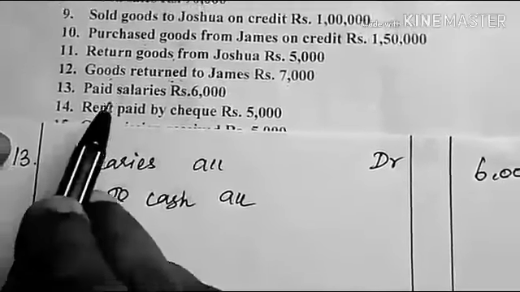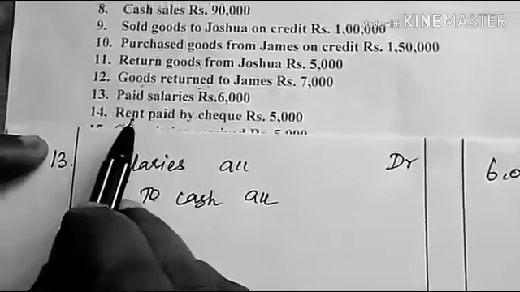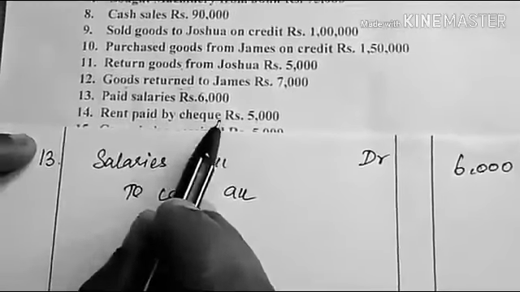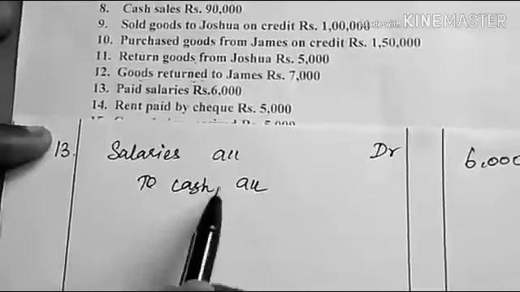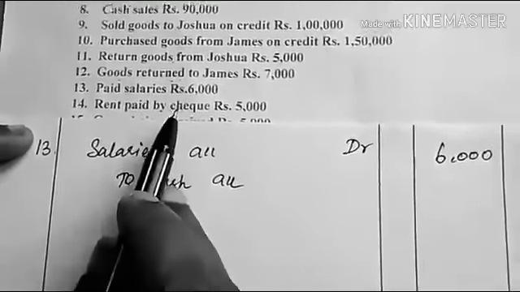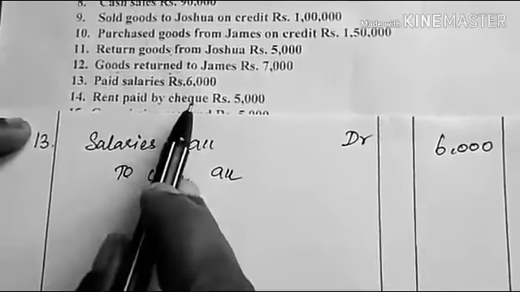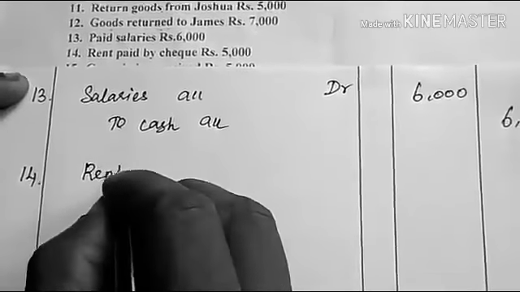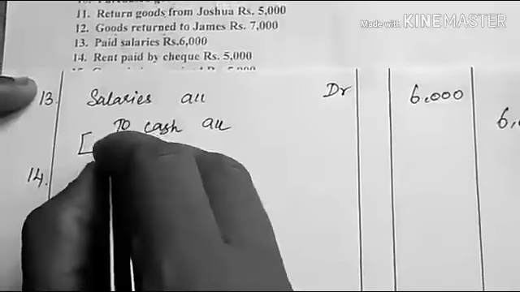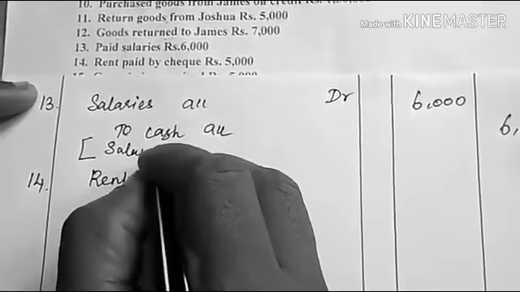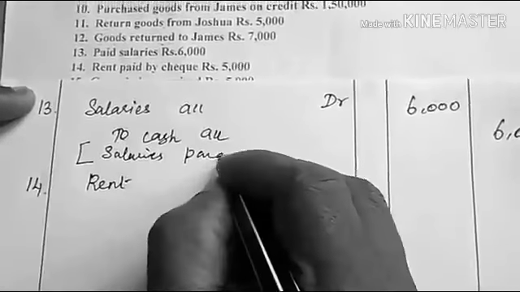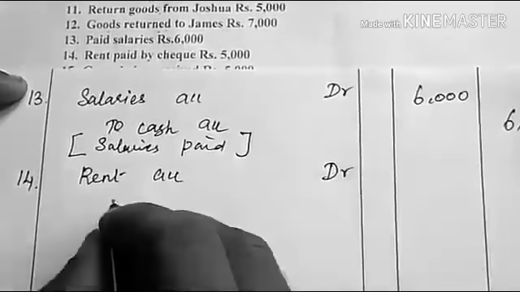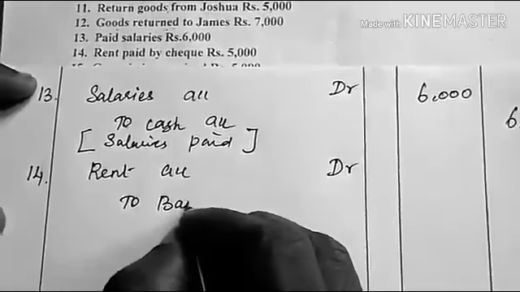Rent paid by check. Rent also it's an expense, but you are paid rent in the form of check. So you need not write cash. Instead of cash, you have to write a bank because you have issued check. Okay. So what is the entry? Rent account debit. See here you have to write the narration. Rent paid. Rent account debit to bank.